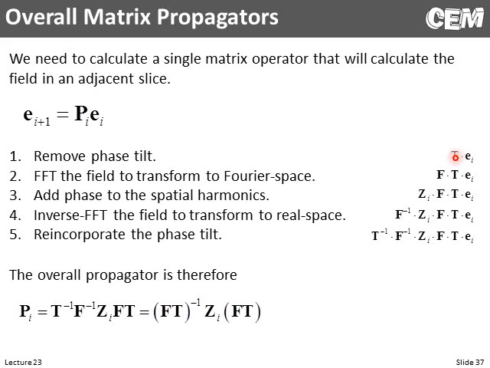Then we want to Fourier transform the fields. So we pre-multiply this by the Fourier transform operator. Then we want to add phase to our spatial harmonics. After we Fourier transform, we have spatial harmonics. We add phase to them. So now we have the amplitudes of the spatial harmonics in the next slice. Well, we want to go back to real space now, so we inverse Fourier transform by pre-dividing. And then we want to incorporate the tilt again by pre-dividing by the tilt operator. So if we put all this together, our propagator, which will propagate from slice I to I plus 1, is simply all this. It's a combination of these three matrix operators that we just constructed.